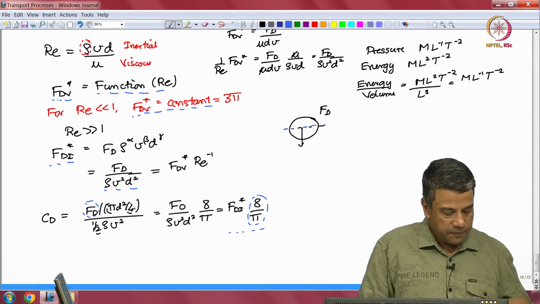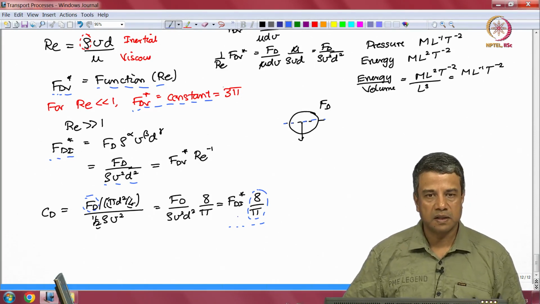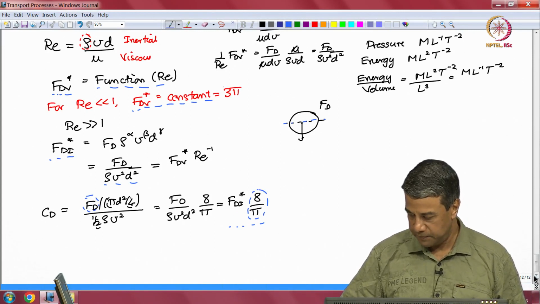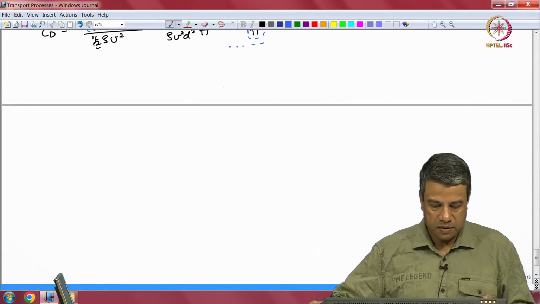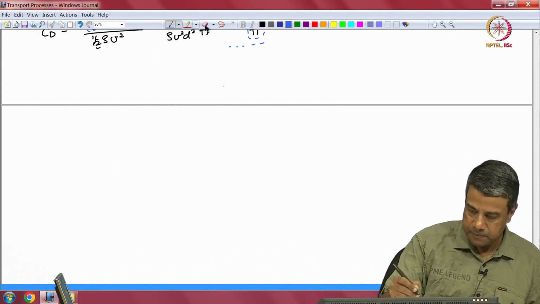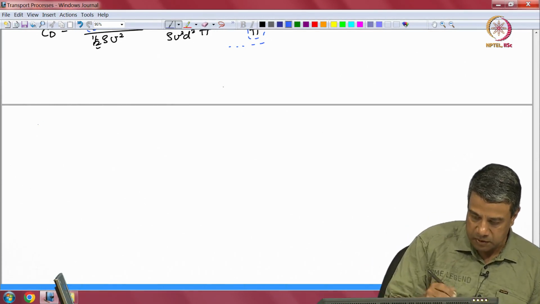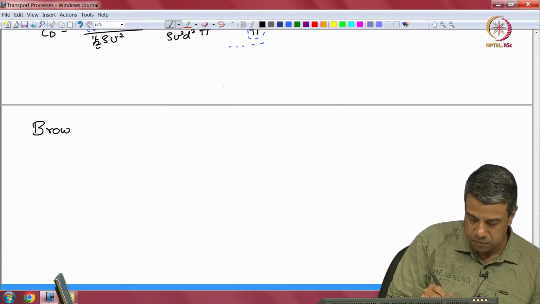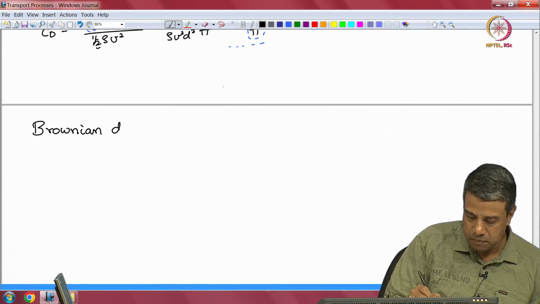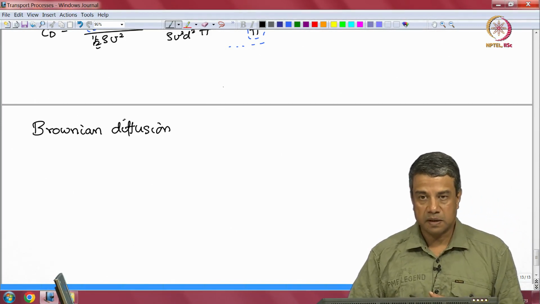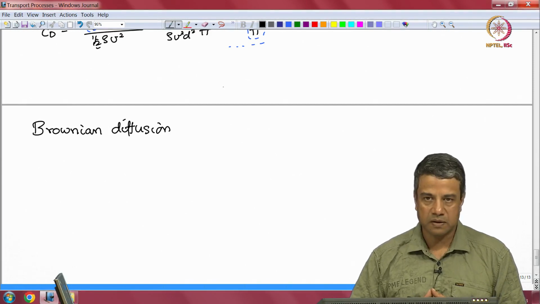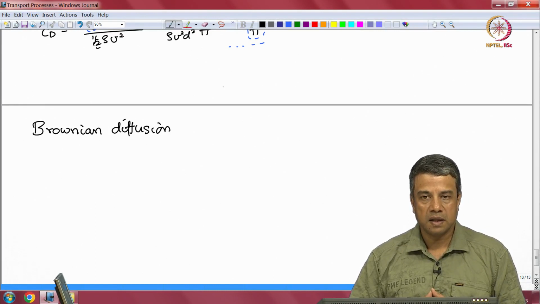So, let us use the Buckingham Pi theorem for some other problems. One of the problems that I will use is for what is called Brownian diffusion. Very small particles of the size of approximately a micron or so, both in water and in air, execute a random fluctuating motion called a Brownian motion.